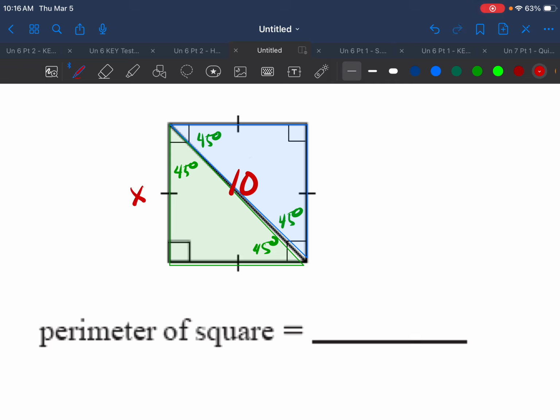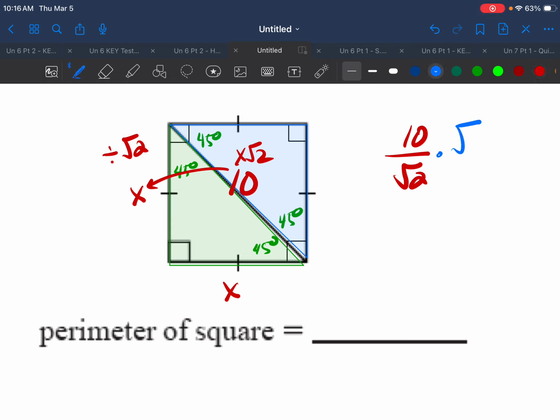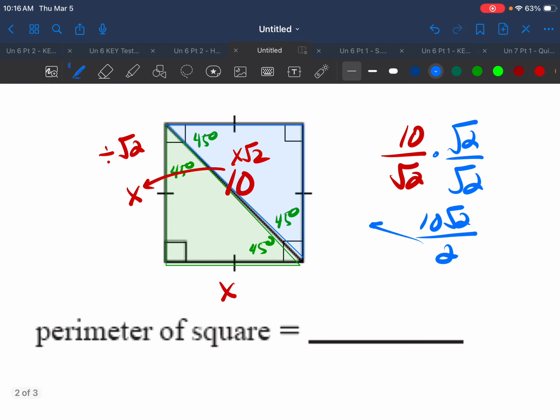This is a 45, 45, 90 special right triangle. So I'm going to focus on the green one here, and I'm going to say, hey, what do I do normally to go backwards from the hypotenuse to the leg? We are going to divide by radical 2. So if I do 10 divided by radical 2, need to rationalize. I'm going to end up with 10 radical 2 over 2, and hopefully you're starting to feel a little bit more comfortable with this. That's going to give me 5 radical 2.